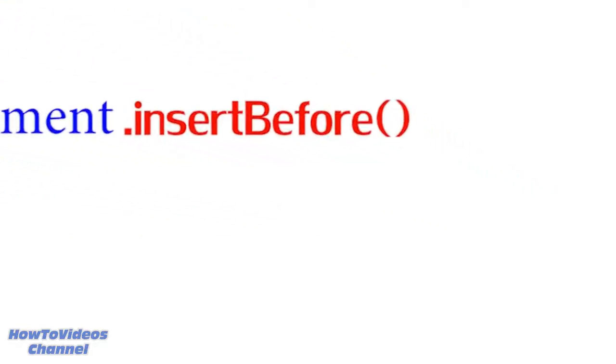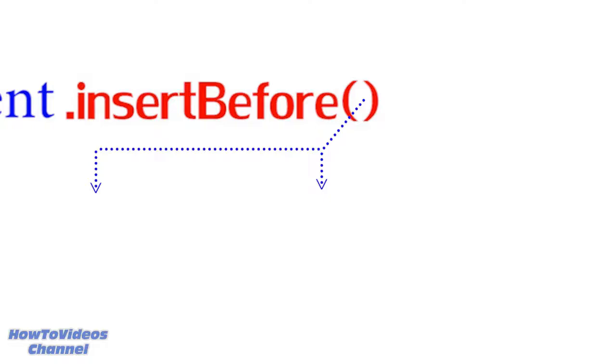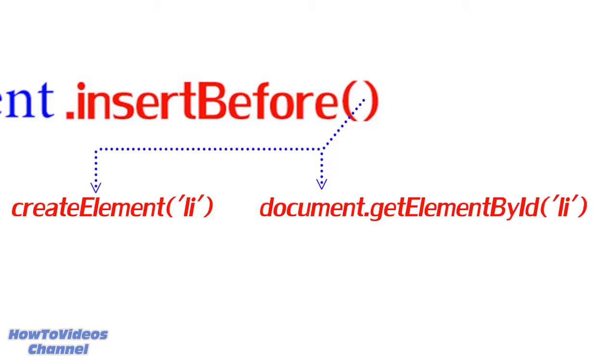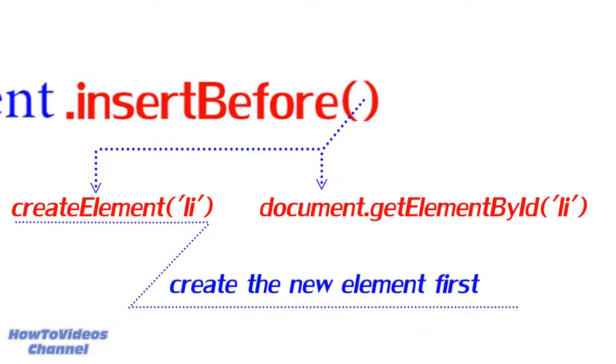The insertBefore method has 2 arguments. The first one is the object representing the new element. The second one is the reference node. The new element will be inserted before it. Therefore, before using the insertBefore method, make sure you've created an object for the new element using the createElement method.